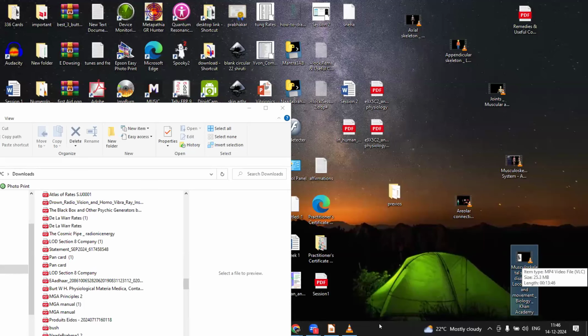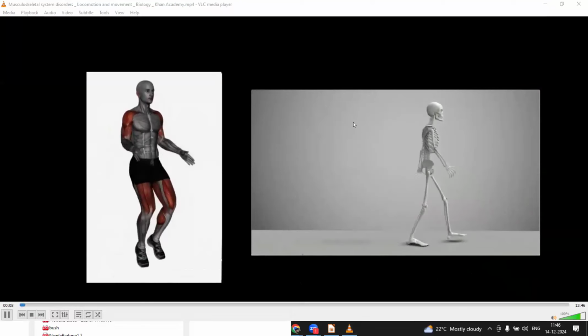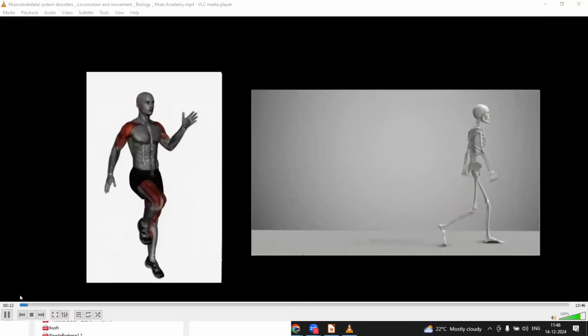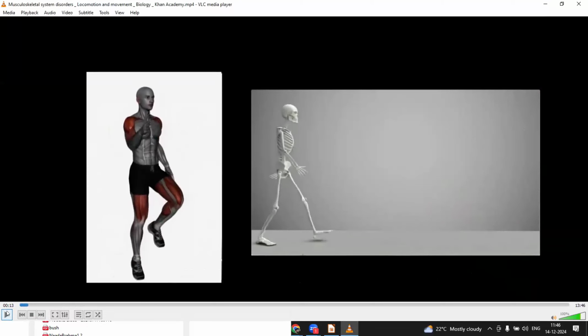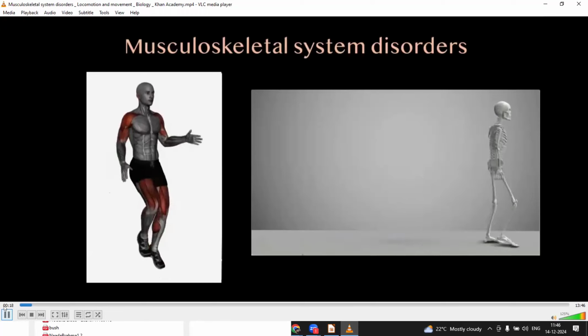The muscular system and the skeletal system are important for many different types of movement in our body. So you can imagine when any part of these systems is affected, how it will affect our movements, right? So this is covering the major diseases occurring in the muscles and the bones. Our video is about different disorders in these two types of systems.